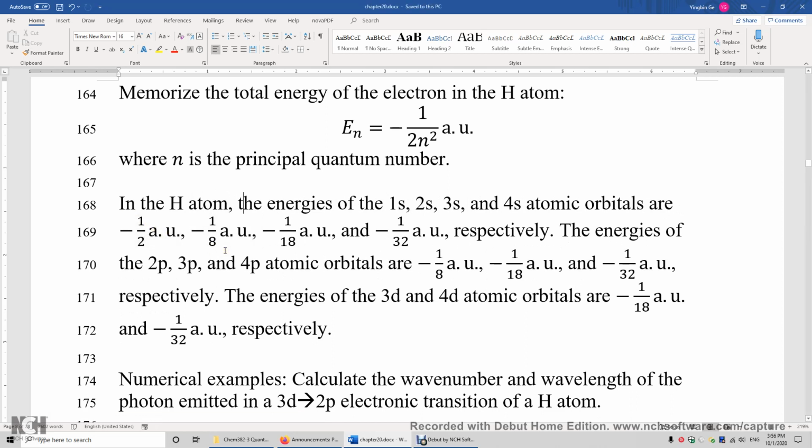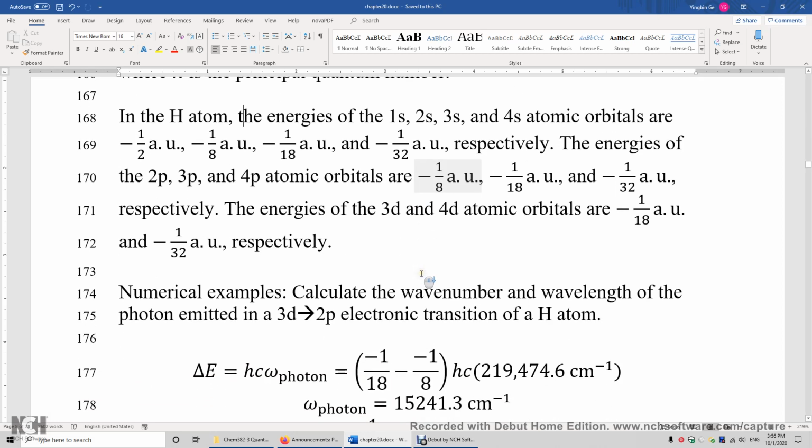If you look at some other atoms with more than 1 electron, then you will see the 2p atomic orbital energy is higher than the 2s atomic orbital energy. But right here, 2s and 2p have the same energy, negative 1/8. 3s, 3p, 3d, they have the same energy, negative 1/18. This is true for the hydrogen atom or for a hydrogen-like one-electron system.